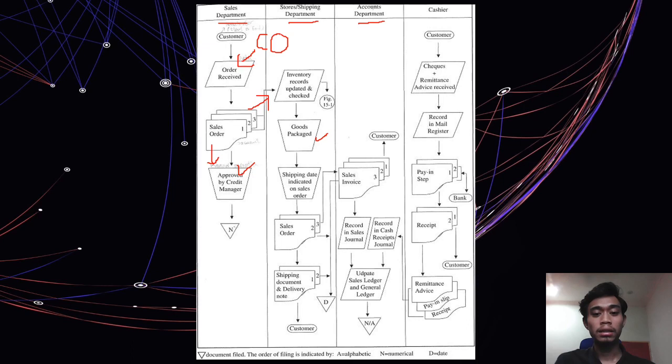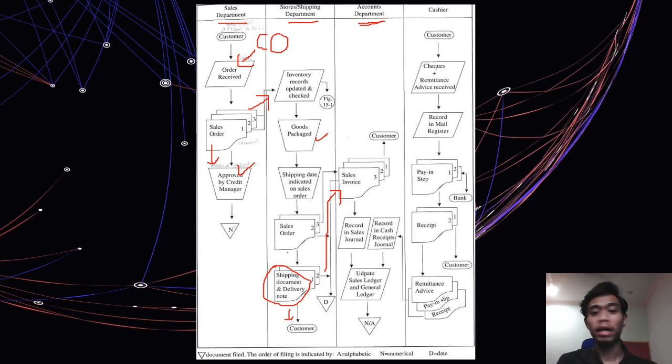So once everything is packed, the shipping department will issue the shipping document and delivery note. This is where the good delivery note is issued by the shipping department. Once issued, it is given to the customer to inform the customer that the goods have been delivered and shipped by the company. Alright, once it has been given to the customer, the sale order and good delivery note will proceed to the next department, which is the account department.